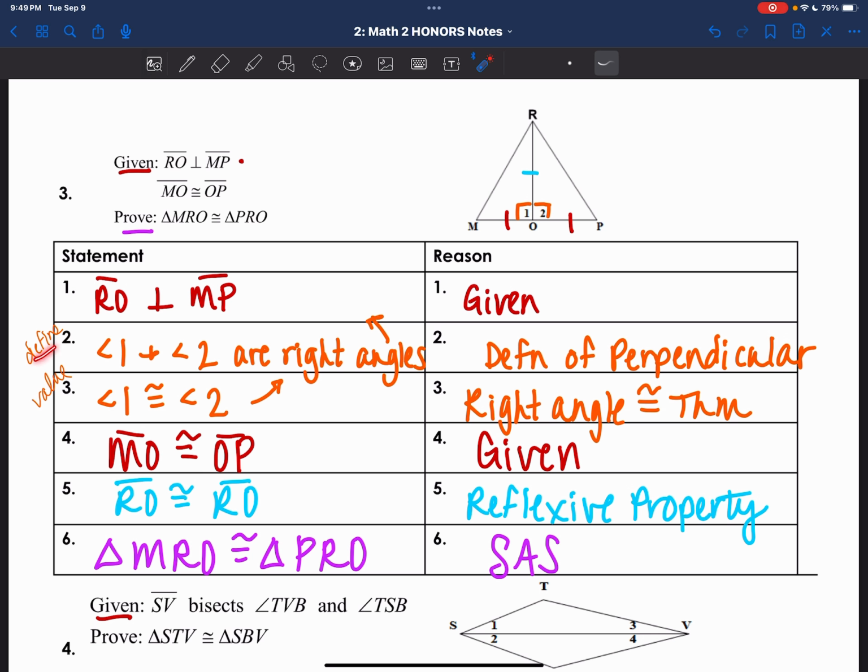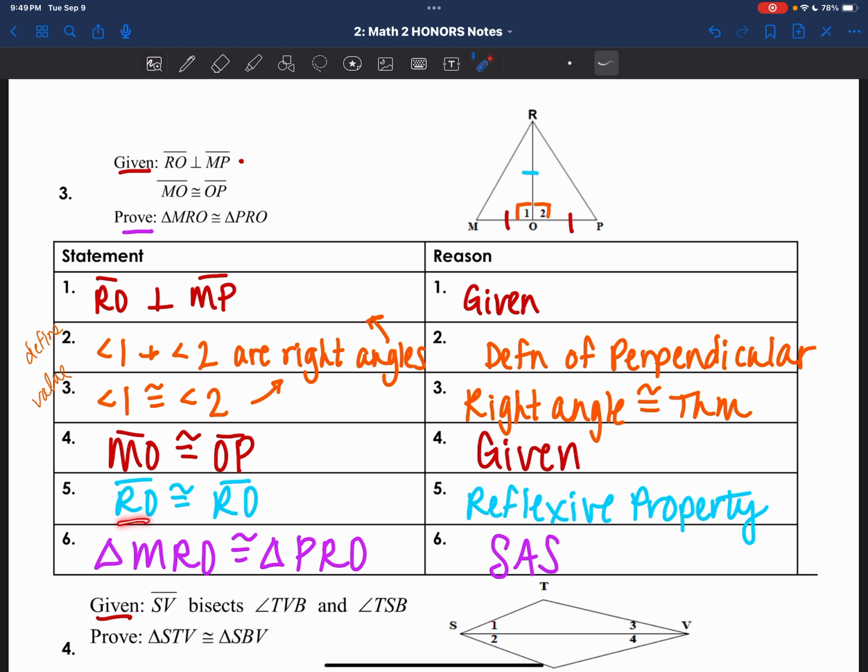So define, then give the value. All right, so now this next part is what is also provided, where it says MO is congruent to OP. That is given. That's your reason. But now we need to know what other information we found.